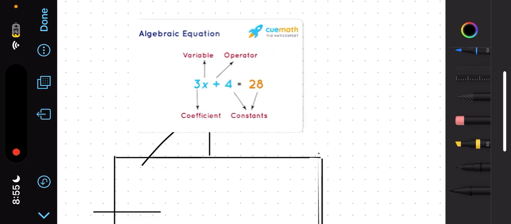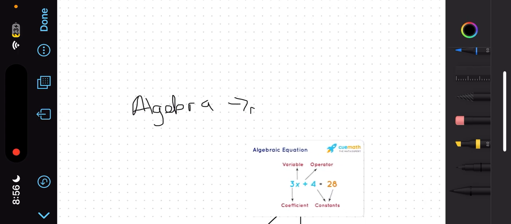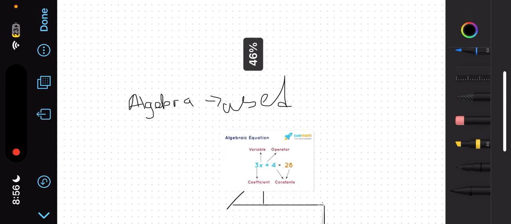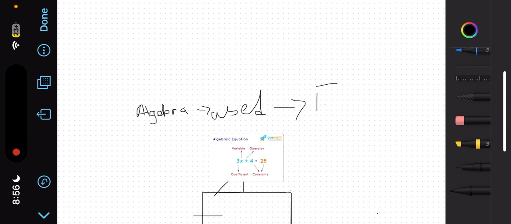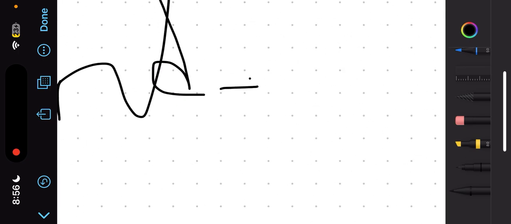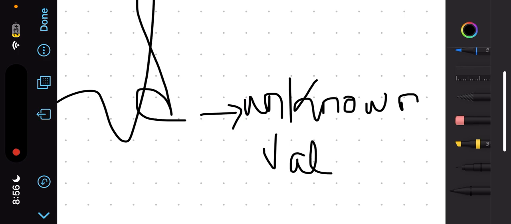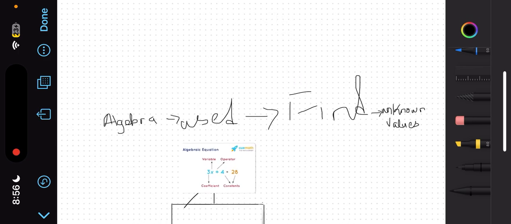Wait a minute, I'm making some notes. Algebra is used for finding values. In simple terms, algebra is used to find unknown values.